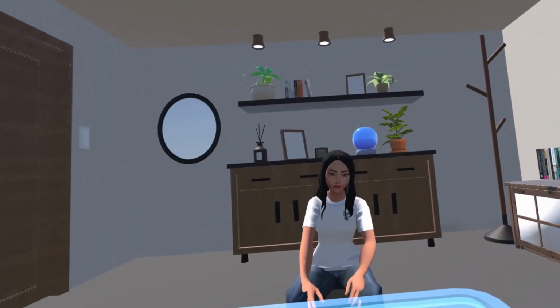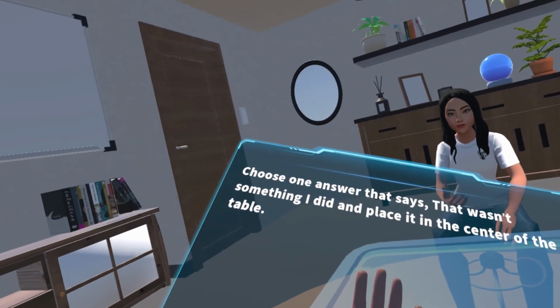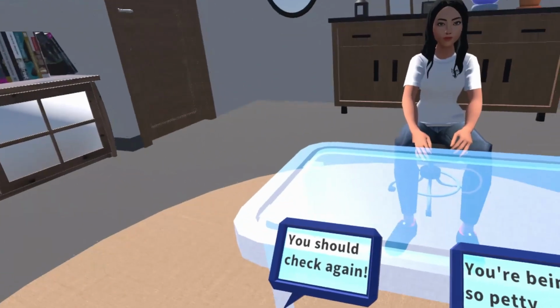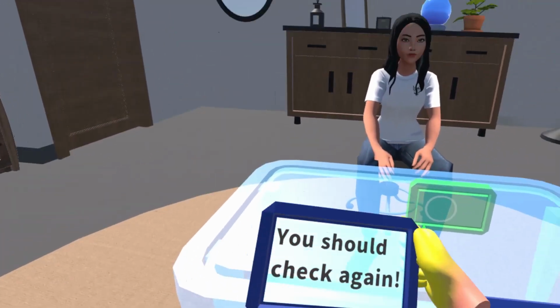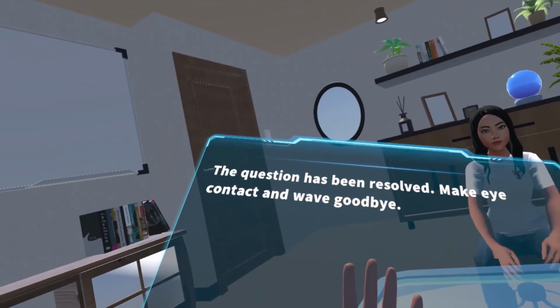My snack that was right here is gone. Choose one answer that says, "That wasn't something I did," and place it in the center of the table. You should check again. The question has been resolved. Make eye contact and wave goodbye.